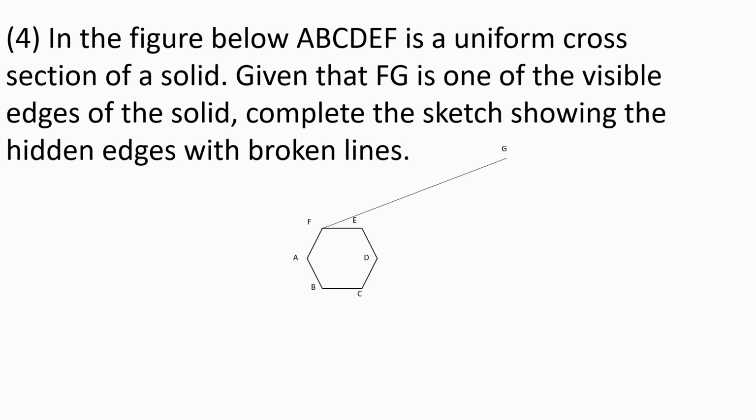We'll start by completing the visible edges, which are from point E, point D and point C. Then we join those edges towards G. Then we sketch the hidden edges using broken lines. And there we have the solid.